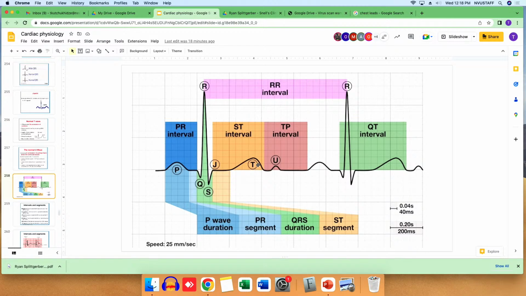Now, talking about the segments and intervals. We've discussed P wave, Q, R, S, T wave, and U wave, right? And we're having different intervals and segments, and we're having PR interval, RR interval, which is really important and really crucial for us. We're having ST interval, TP interval, and QT interval, right? And now let's discuss what they are and who they are.